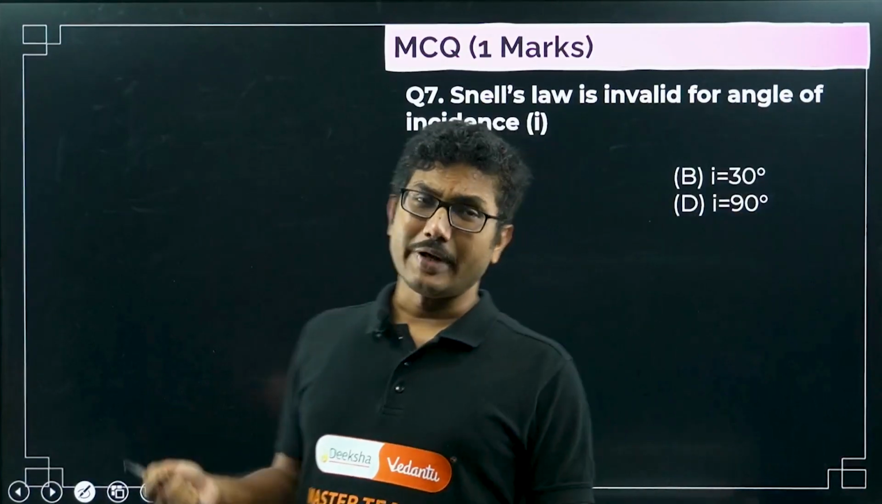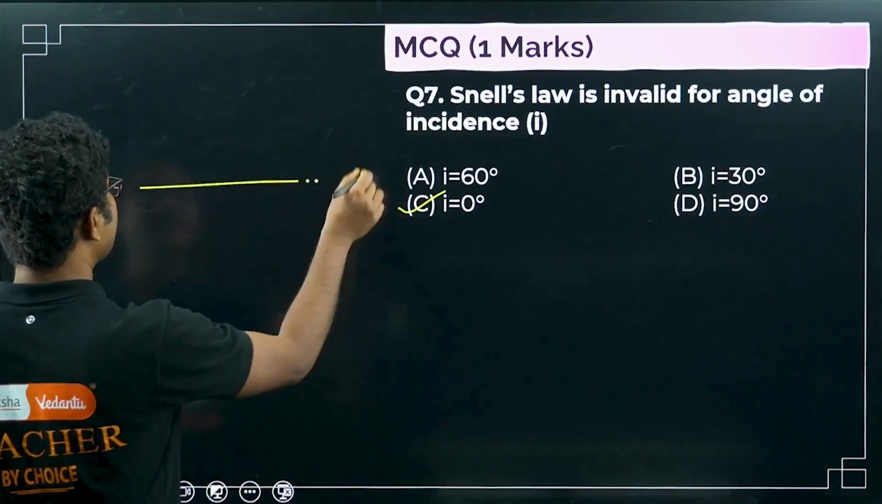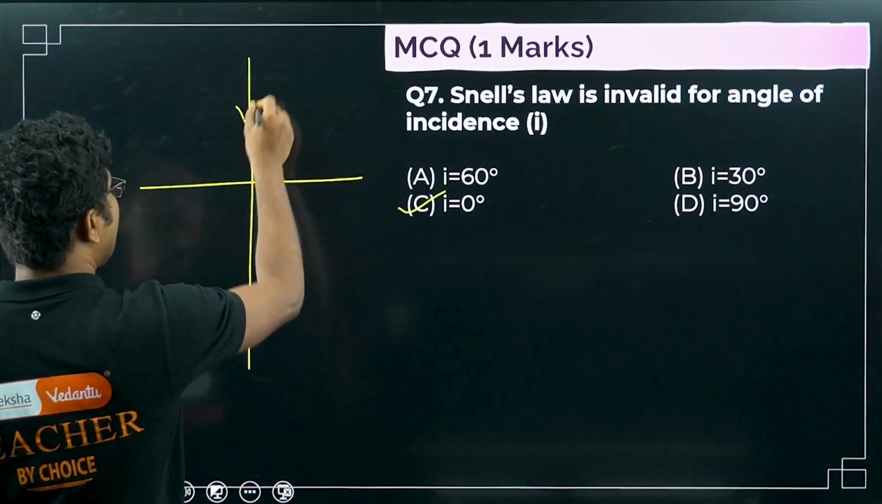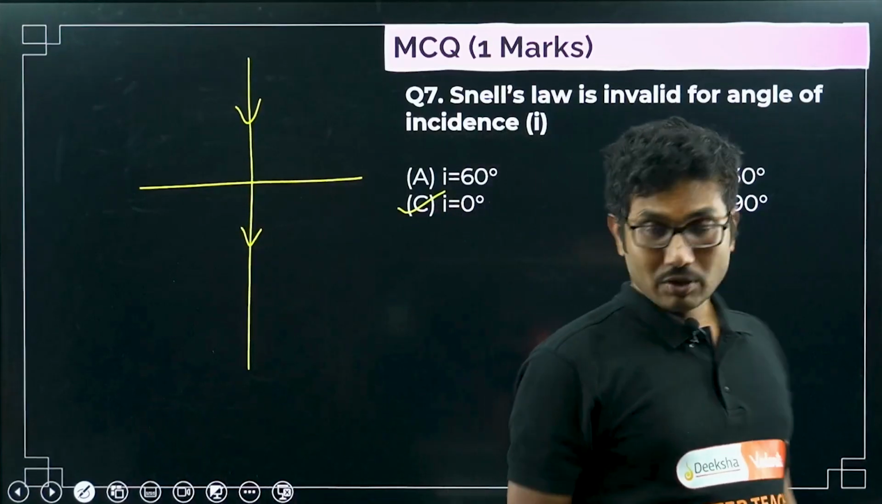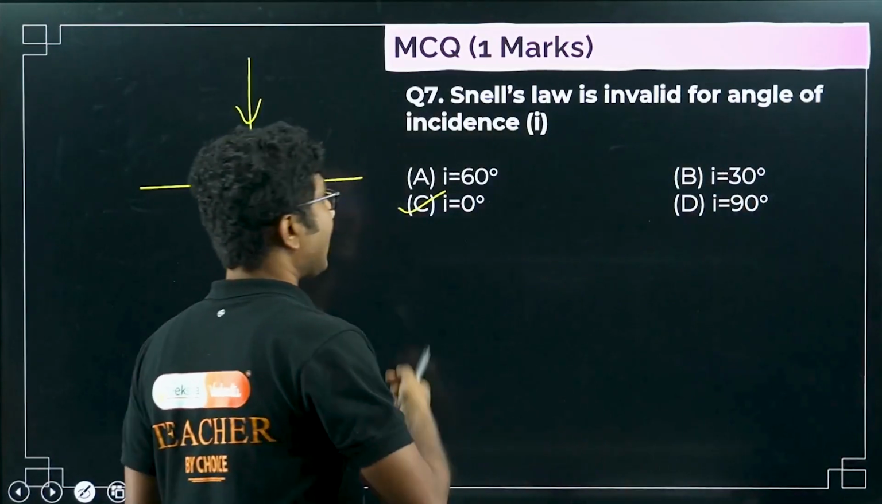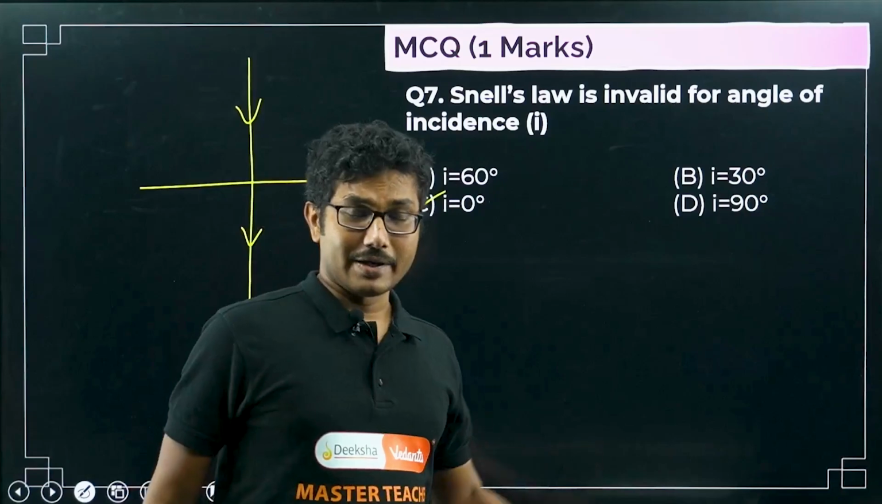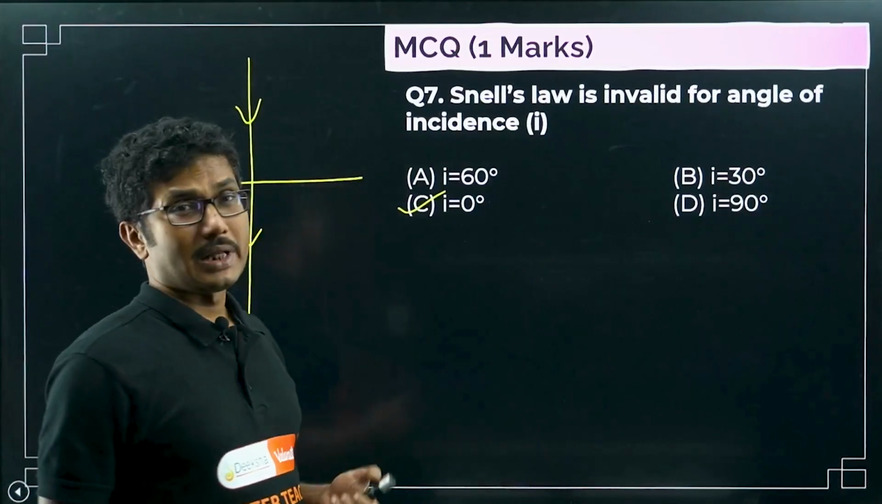So basically, when the ray of light falls normally during refraction, you cannot apply Snell's law because sin i becomes 0. So obviously, if i equals 0, you cannot apply Snell's law.